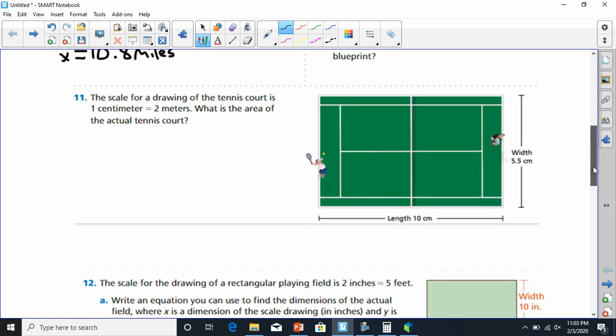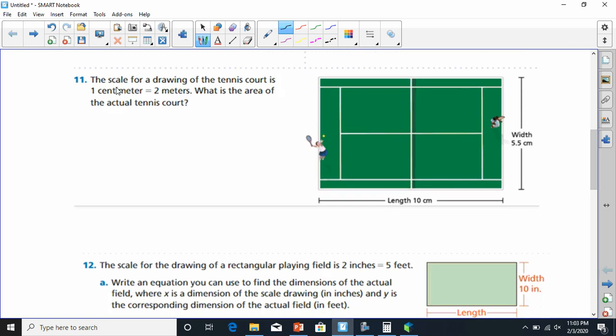Going on to number 11, it says the scale for the drawing of the tennis court is 1 centimeter equals 2 meters. Okay, and it says what is the area of this tennis court. First of all, we got 10 centimeters down here, so the length is going to be 10 centimeters, and we're trying to find how much that actually is. Well, that's 1 times x, and that's x, and 2 times 10, that's going to be 20. So I know the length here is 20.